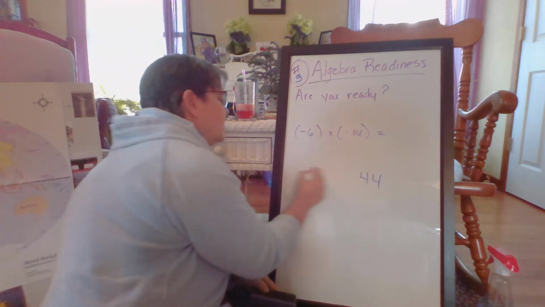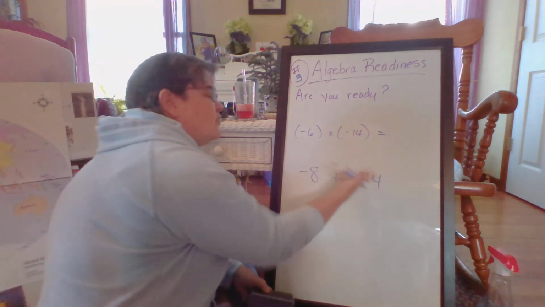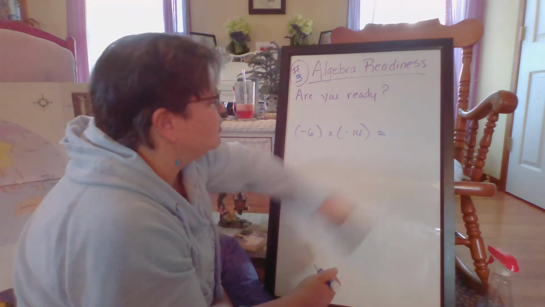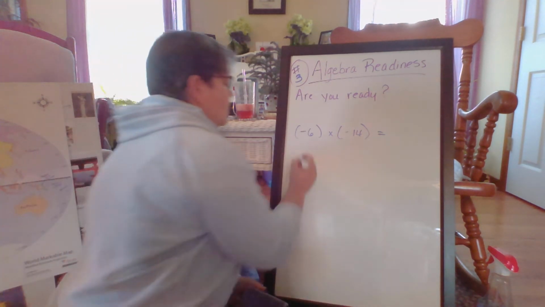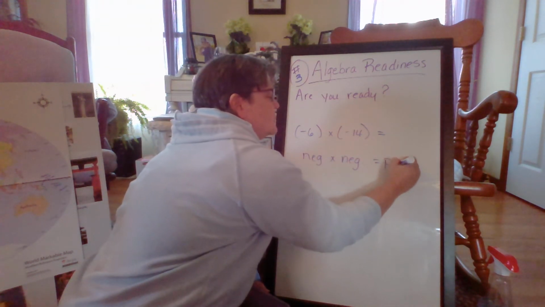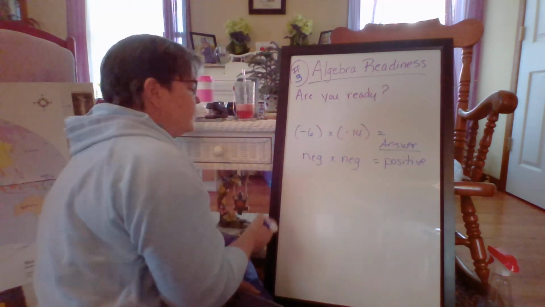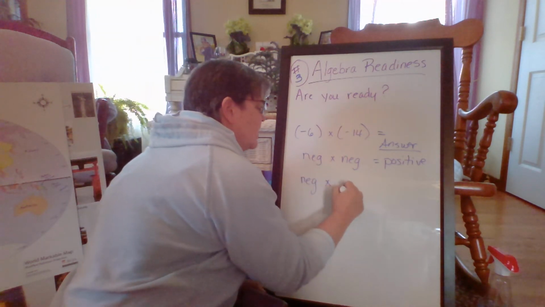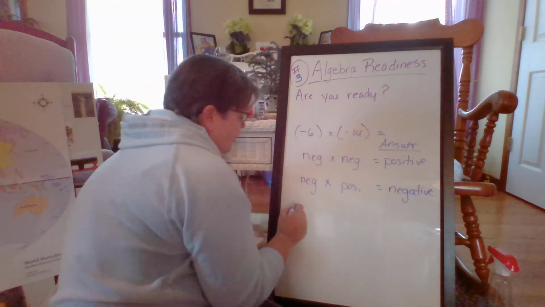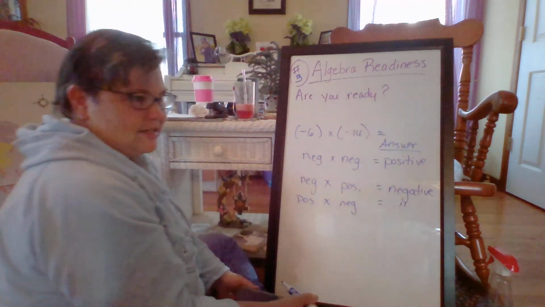But what if the 8 is negative? If I have negative 8 plus a positive 44, I'm going to subtract them, but because the 44 is positive this time, the answer is going to be positive. So that's how you do adding and subtracting. But when you have multiplication, if you have a negative times a negative, your answer will be positive. If you have a negative times a positive, your answer will be negative. Or positive times negative, also negative.